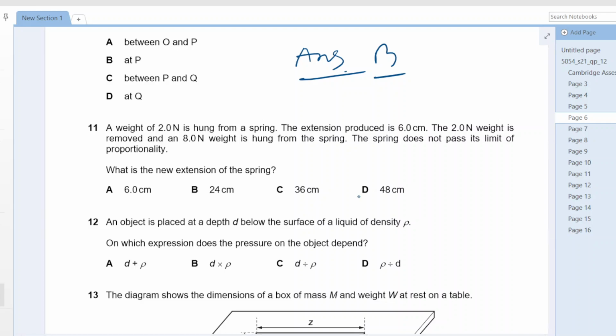At question 11, a weight of 2 Newton is hung from a spring. The extension produced is 6 centimeter. The 2 Newton weight is now removed and an 8 Newton weight is hung from the spring. The spring does not pass its limit of proportionality. What is the new extension of the spring?